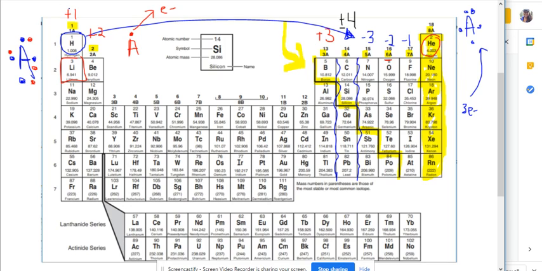Okay. But for today's notes, make sure you understand your group numbers are telling you the number of valence electrons. And when you draw them, you go around the element. 1, 2, 3, 4, 5, 6, 7, 8. Okay. So make sure you do that. That'll help with your drawings today.